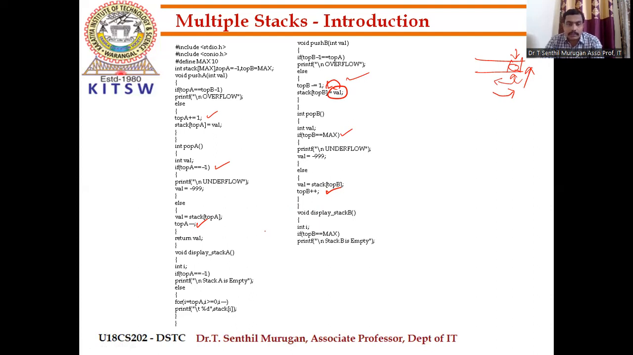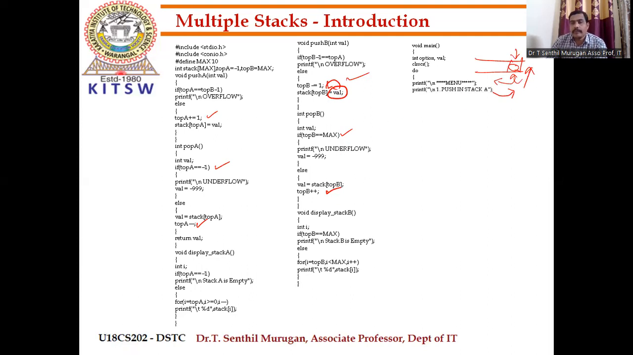Okay, so now display the second stack, B. The top B is pointing to somewhere at max minus 1, minus 2, minus 3, we are using that pointing, up to the maximum value we can print it. So now the main function. In the main function we have to perform this operation.